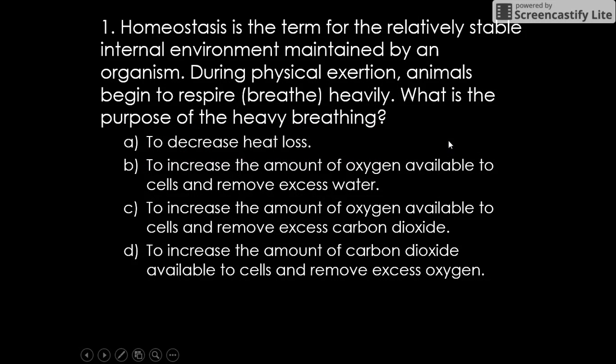Okay. Homeostasis is the term for the relatively stable internal environment maintained by an organism. During physical exertion, animals begin to respire or breathe heavily. So if we are breathing heavily, what is the purpose of heavy breathing?